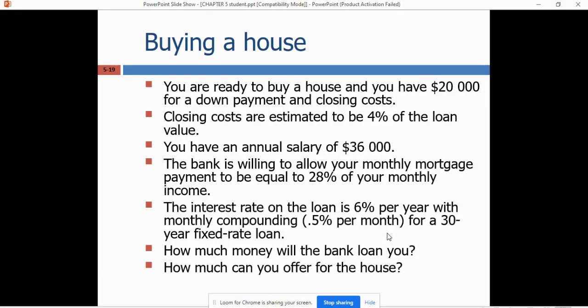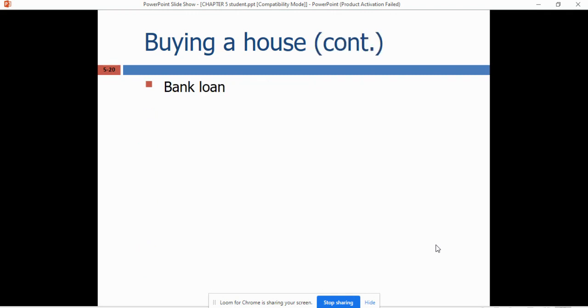And how much can you offer for the house? So you have two calculations here. You need to know the maximum amount the bank is willing to give you, and then from that you can calculate the loan eligibility you have, plus whatever down payment you have. So in total, how much you can offer to buy a house. All right, so let's start the calculation.